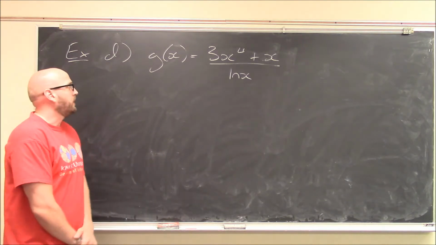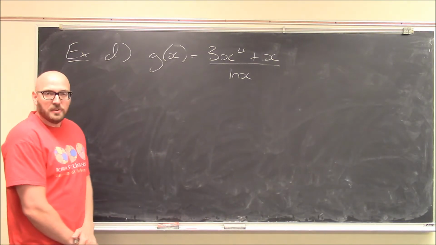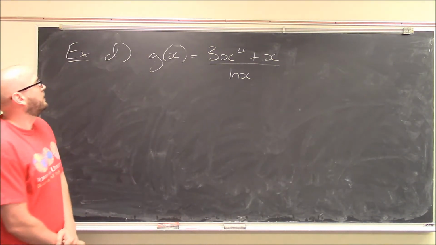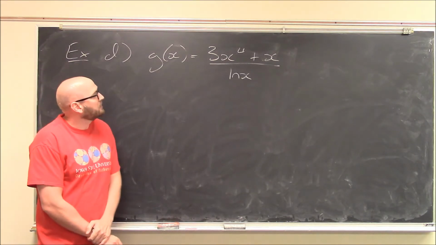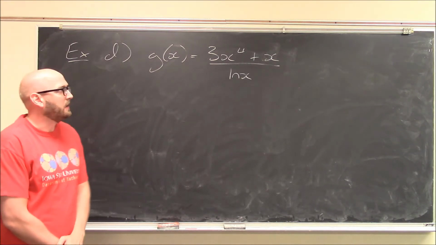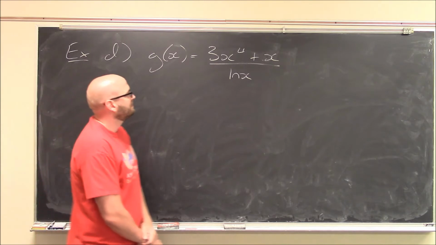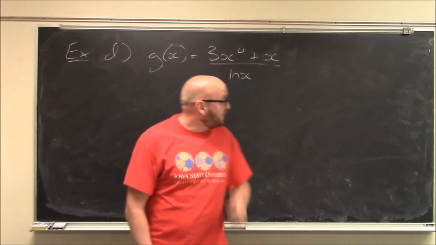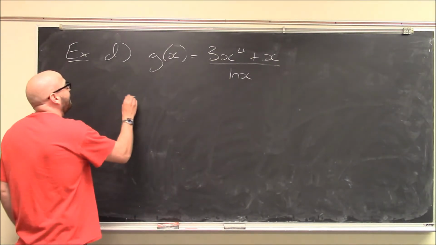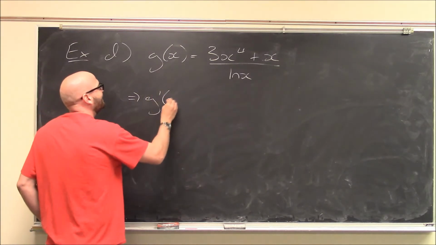Alright, try this one on your own. Just pause the video, take a moment to try this one. It's g of x is (3x to the 4th plus x) over natural log of x. And then when you've unpaused it, I will just go through this.